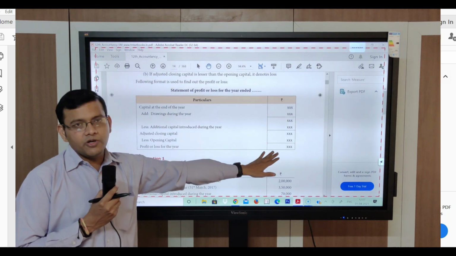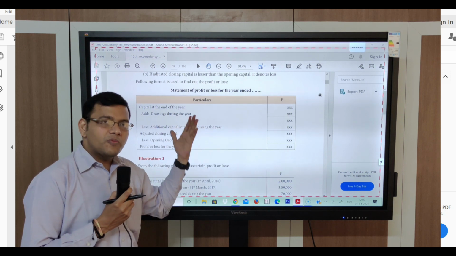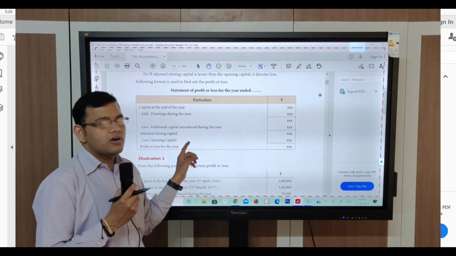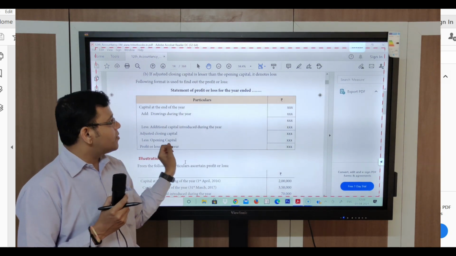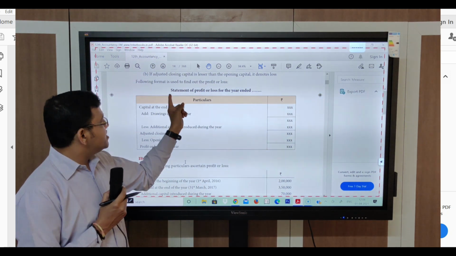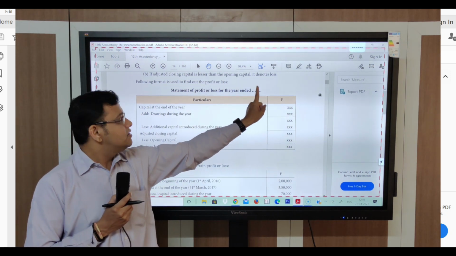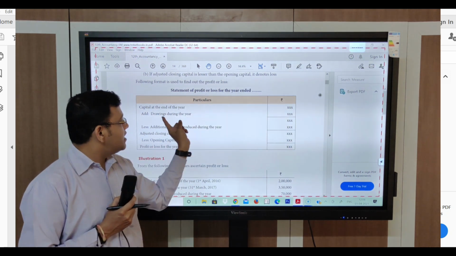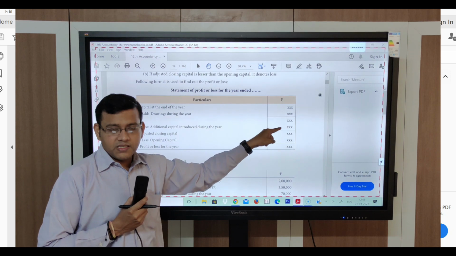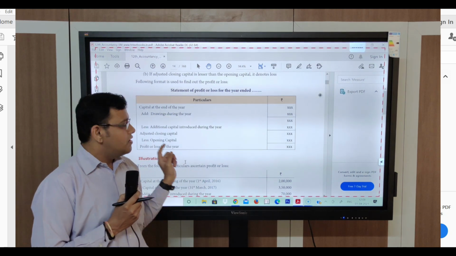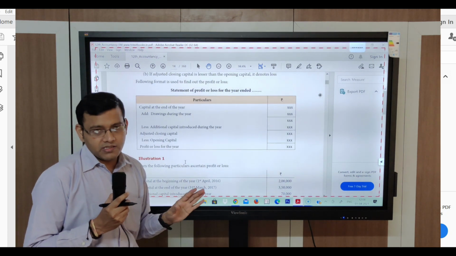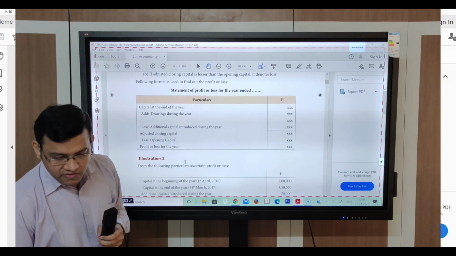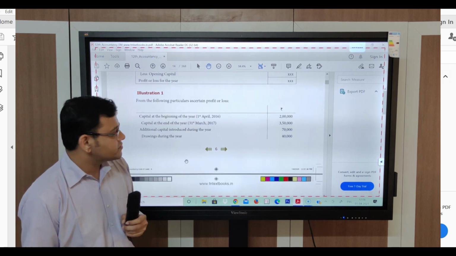So this is exactly what you have to do in the exam. That formula was for understanding. This is what is required from the exam point of view. So please remember this format. You have to write at the top: statement of profit or loss for the year ended, the date, particulars, and this column will be for rupees. So please mention all these captions clearly so that you get full marks. So let's begin with the first illustration.